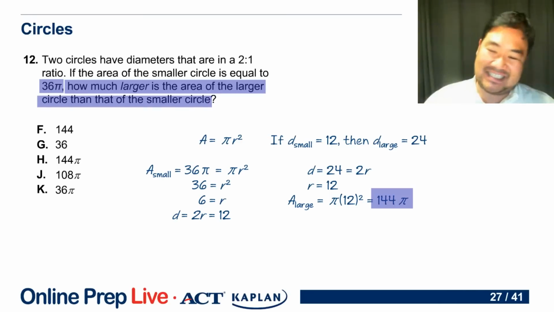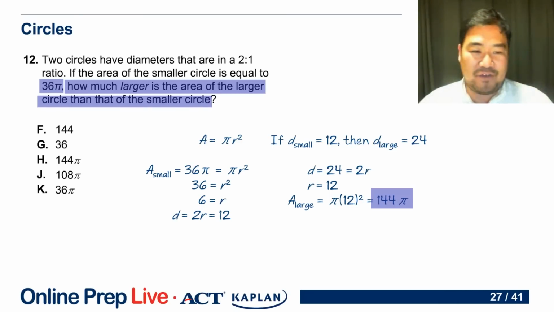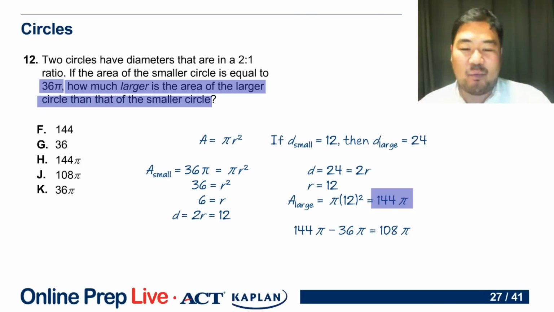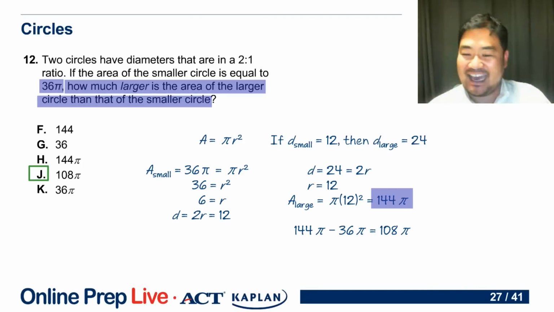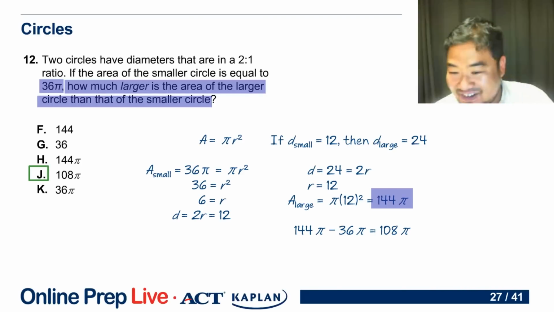What do we do with these two numbers here? We've got 144 pi and 36 pi. We're going to subtract those two. 144 pi minus 36 pi is going to give us 108 pi. Answer choice J is your correct answer.